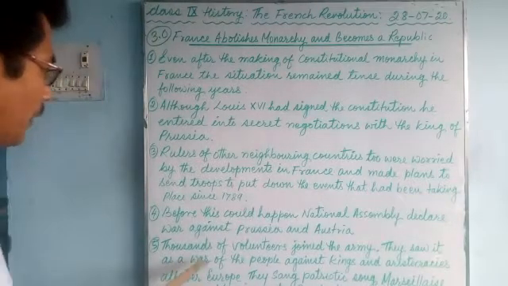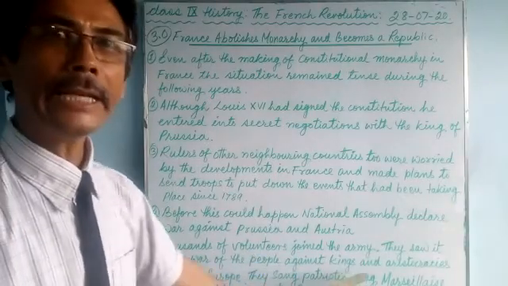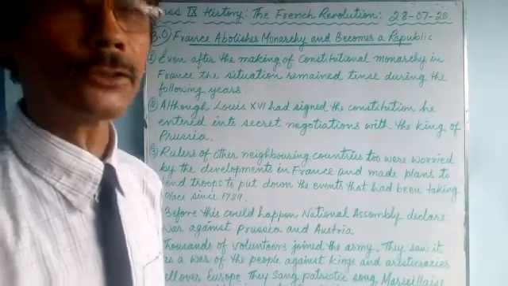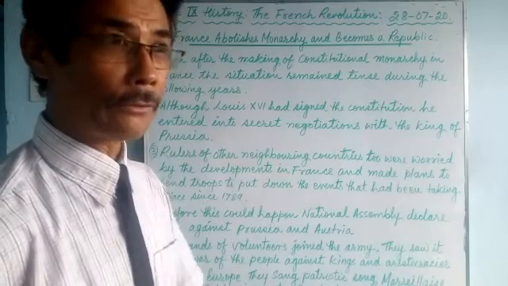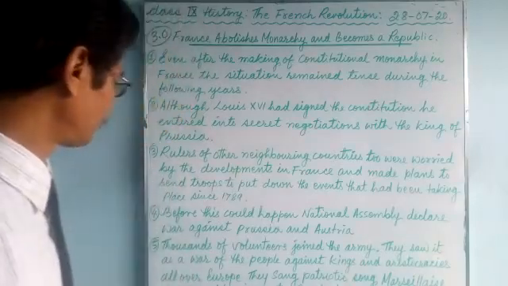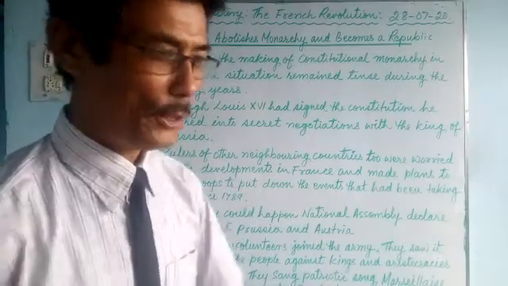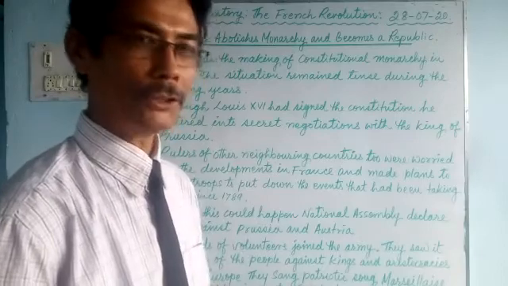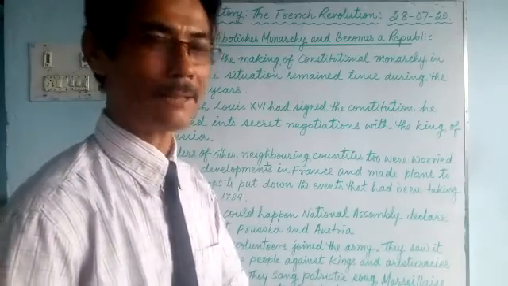They saw this as a war of the people against the kings and aristocracies all over Europe, not only in France. There was unrest. They sang patriotic songs. Now, this is a very important portion we have reached: how the national anthem of France was created.